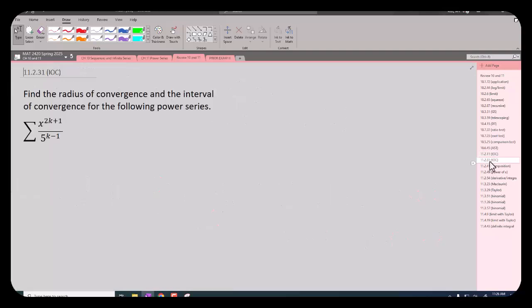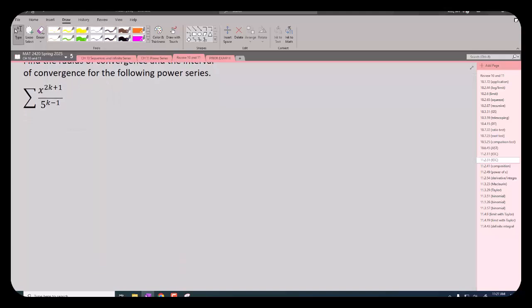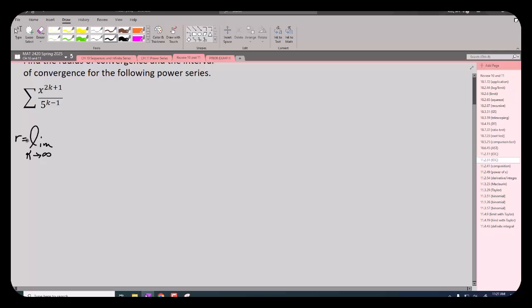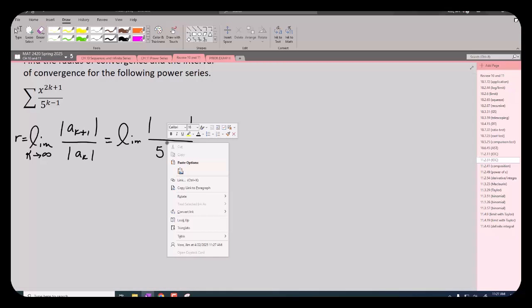Now, the pain in the neck case, where you have to test endpoints, we've got this thing. Let's go with the ratio test because we see a bunch of stuff up here. It's not a clear root, so let's definitely go with the ratio test. So that's going to be r equals limit of absolute a sub k plus 1 over absolute a sub k. We just replace all the k's with k plus 1. Take the absolute value of the part that has an x in it. So this is going to be 5 to the k plus 1 minus 1, so that's just 5 to the k.